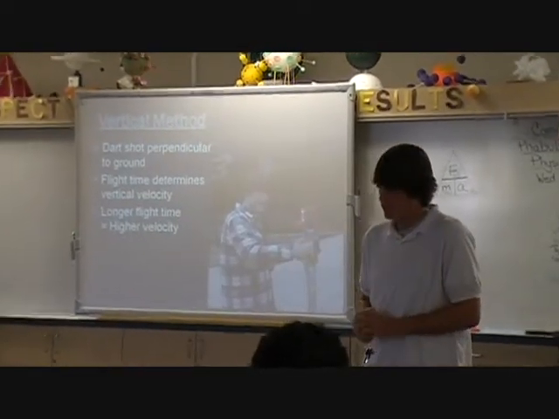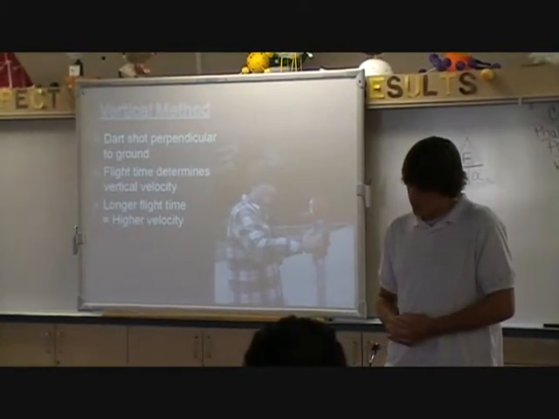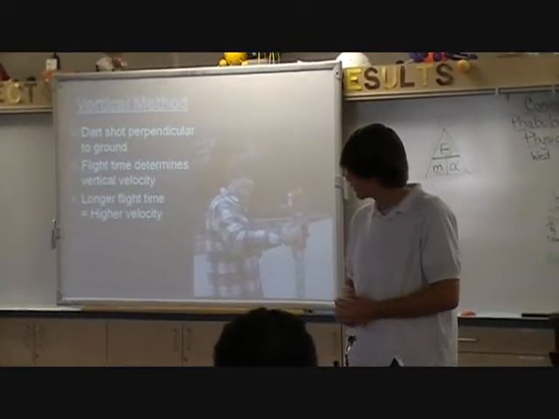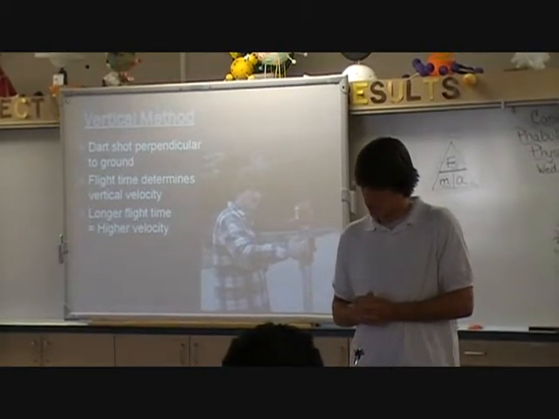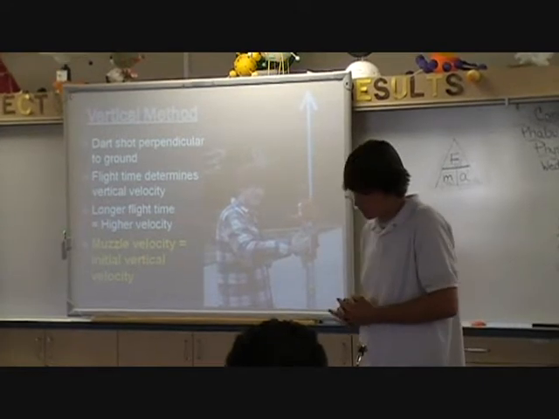For the vertical method, the dart was shot straight up. I used the level to make sure the gun was perpendicular to the ground. In the vertical method, we calculated the initial vertical velocity, which is based on the flight time of the dart. The longer the flight time, the higher the vertical velocity, because remember, the vertical velocity affects the height of the projectile. The muzzle velocity is the initial vertical velocity.